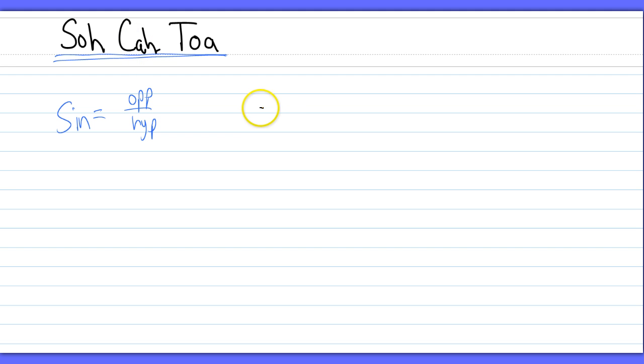Next, we have CAH. Capital C stands for cosine. It's not cos, it's cosine. The cosine of an angle is adjacent over hypotenuse. And the last abbreviation we have is capital TOA. That stands for the tangent ratio. The tangent of an angle is the opposite divided by adjacent.